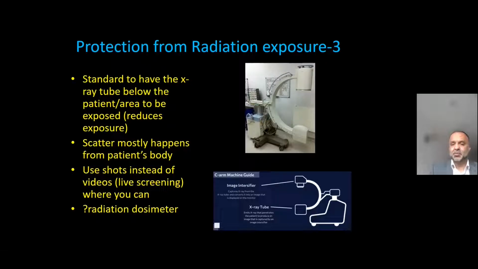So generally speaking, you want to keep the X-ray tube lower and your image intensifier or the image capture system at the top. Although I think since this is slightly bigger, it makes the access slightly difficult, especially if you've got a big patient.